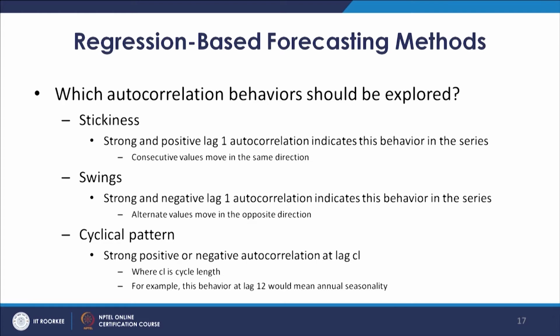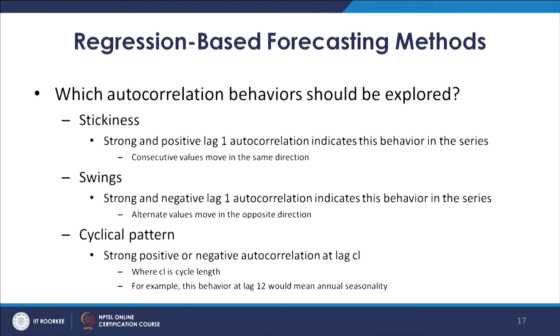So, which kind of autocorrelation behaviors should be explored? We looked at the ACF plot in RStudio, and we need to analyze that ACF plot to understand the behavior of the time series. It is important for us to understand the kind of behavior that we should identify and locate, and the kind of behaviors that we can easily incorporate in our forecasting models. So let's discuss some of these behaviors which can be explored.